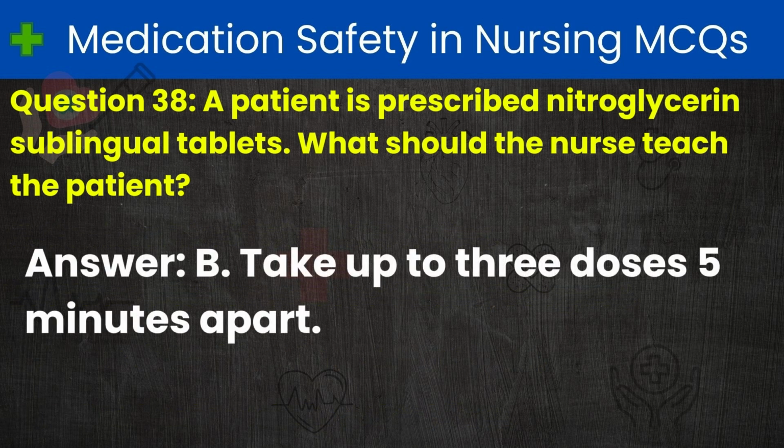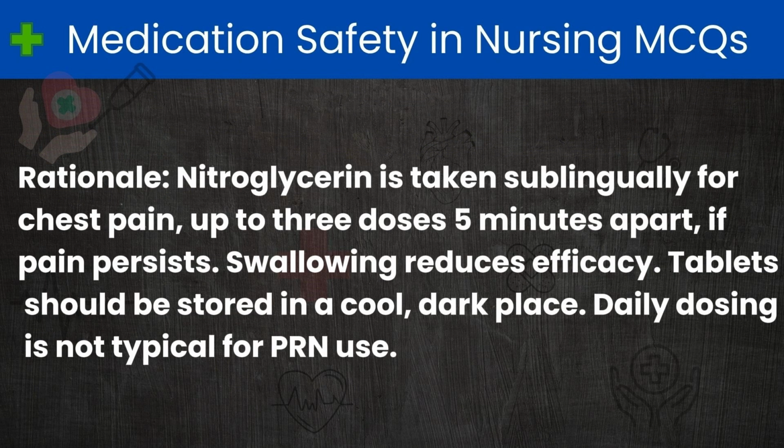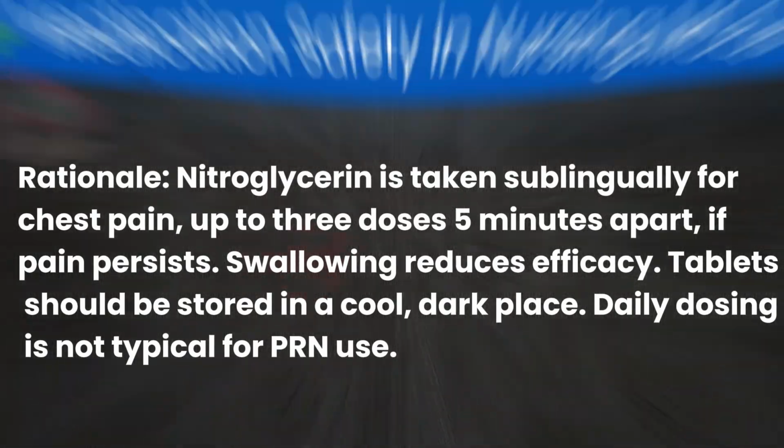Answer: B. Take up to 3 doses 5 minutes apart. Rationale: nitroglycerin is taken sublingually for chest pain. Up to 3 doses 5 minutes apart if pain persists. Swallowing reduces efficacy. Tablets should be stored in a cool, dark place. Daily dosing is not typical for PRN use.